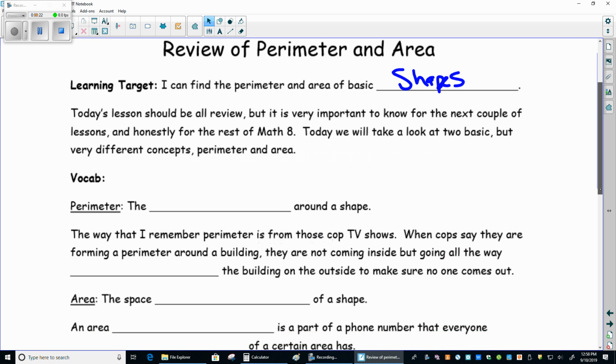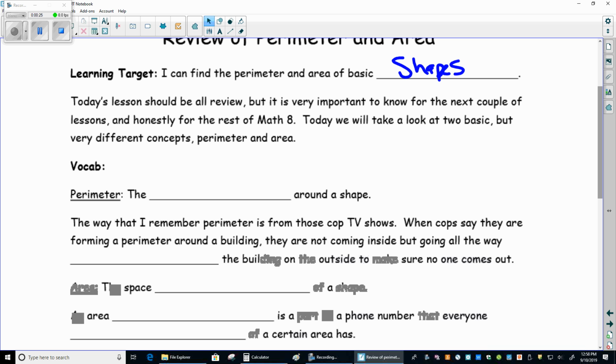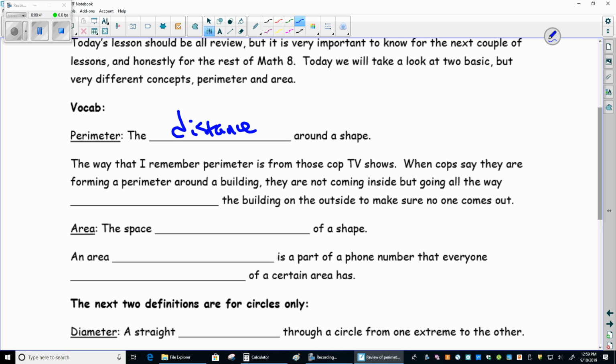Last year with McClura, you guys did this a lot with like the fence around versus the space inside. So perimeter is that around, the distance around it. And again, that would be like the fencing. Now, the way that I like to remember is from those cop TV shows, or like Call of Duty or something like that. When we say we're forming a perimeter around a building, we're not going inside and storming the building, but we're going all the way around it to make sure no one comes out.